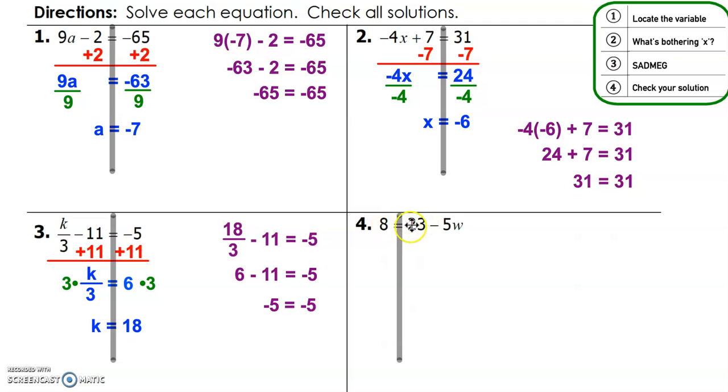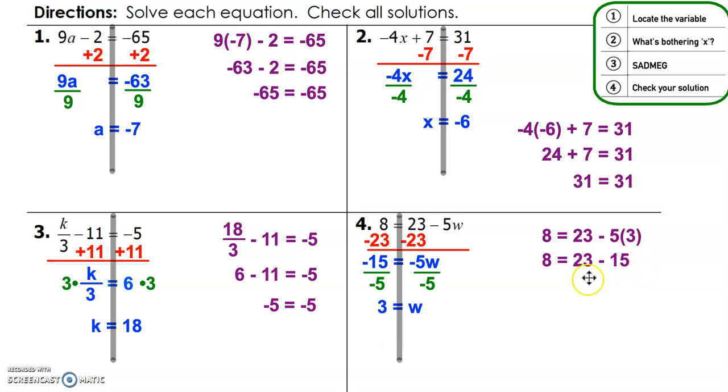Next we have 8 equals 23 minus 5w. Drawing that line, what's bugging w? I have 23 minus 5w. I need to get rid of the 23 first because it's being added to the negative 5w. So subtract 23 from both sides. That leaves me with negative 15 equals negative 5w. Notice how I brought down that negative. Now I can divide by negative 5, and that leaves me with w equals positive 3. When I plug in positive 3, I get 8 is equal to 23 minus 5 times 3, which gives me 8 is equal to 23 minus 15, and 23 minus 15 is 8.